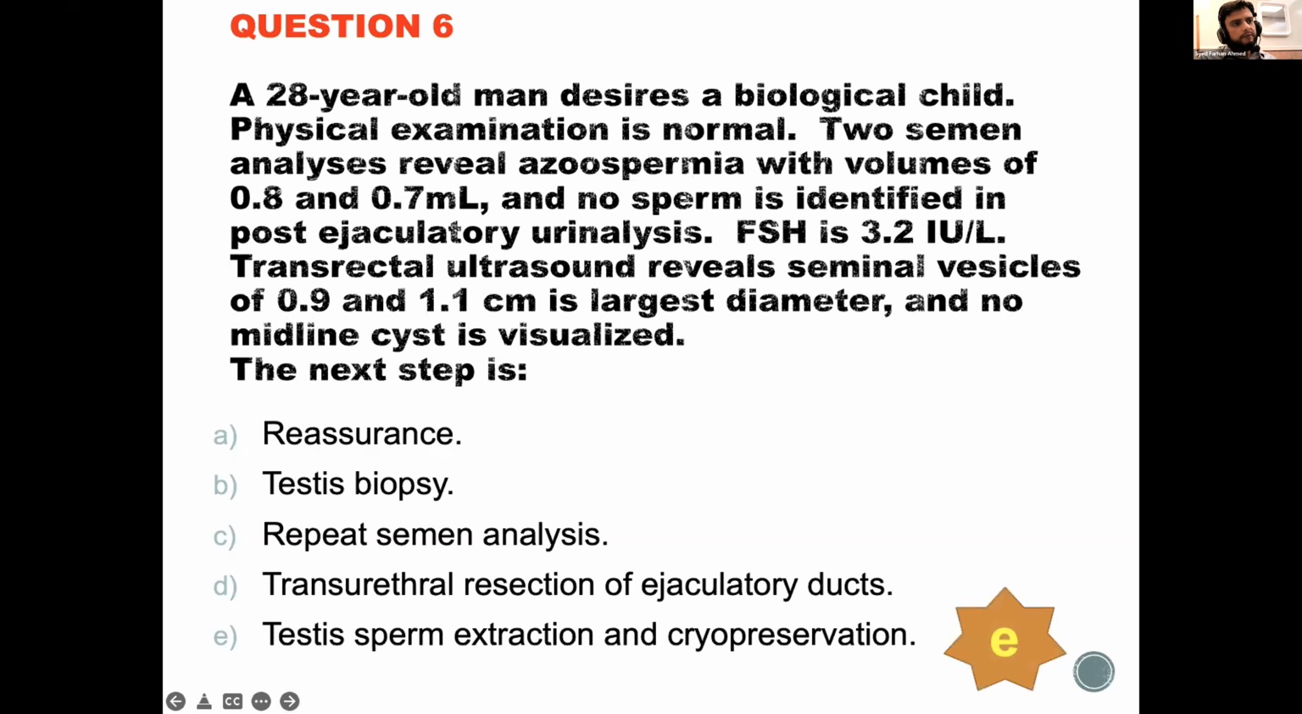So the next option would be sperm aspiration that we can do at the level of the epididymis, or we can do the testicular biopsy, the TESE. So non-obstructive azoospermia can be a reason.